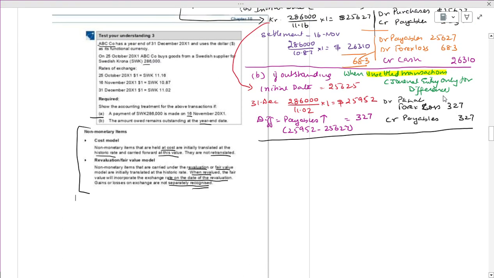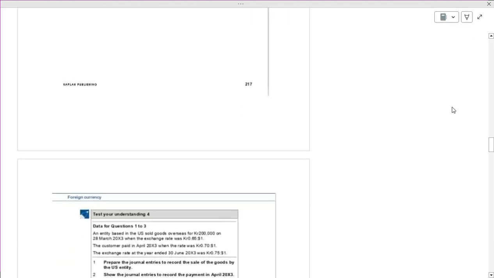Simple ones. One is a settled transaction. One is a non-settled transaction. One is the combination of settled and non-settled. Only three examples are there. Are you clear about this? Yes, doctor. Fine.